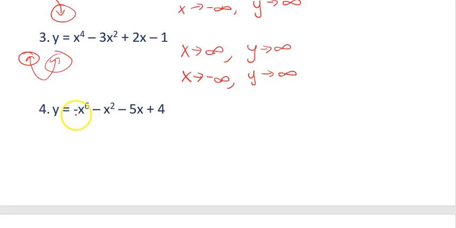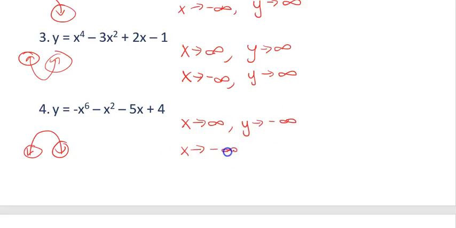Number 4, we have a negative even-powered graph, so that's going to be some U-shape facing down. So the right and the left ends are both going to go to negative infinity because they're both going down. So I write that as x goes to infinity, y goes to negative infinity, and as x goes to negative infinity, y goes to negative infinity. And so that's our even graphs.